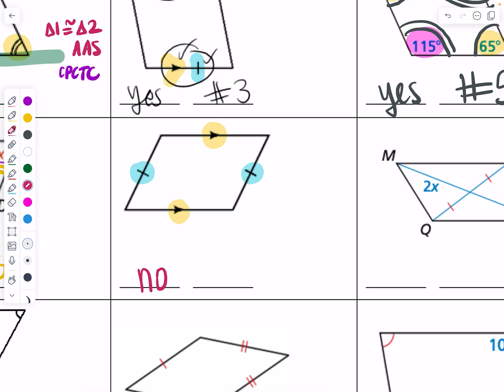This is a no because I don't have two pairs of opposite sides that are parallel, and I don't have two pairs of opposite sides that are congruent. I only have one set of opposite sides that are parallel and a different set that are congruent. Because those are happening on different lines, that is why that's going to be a no.